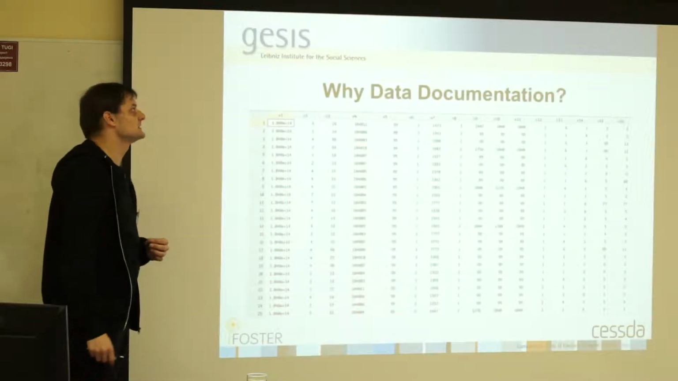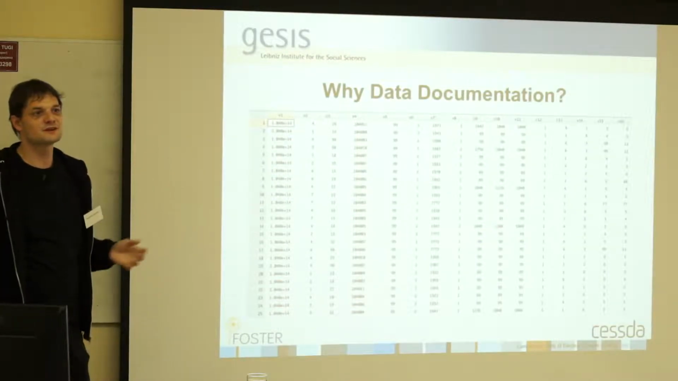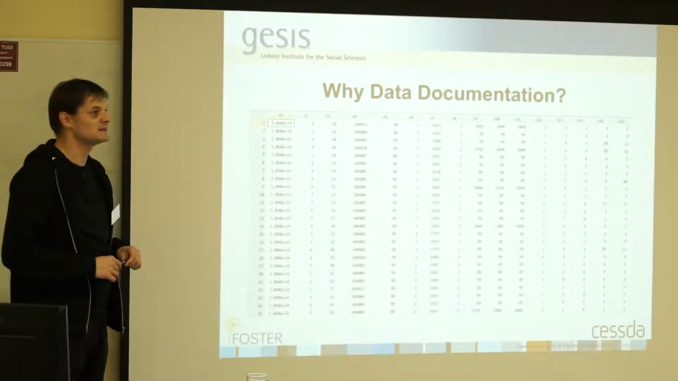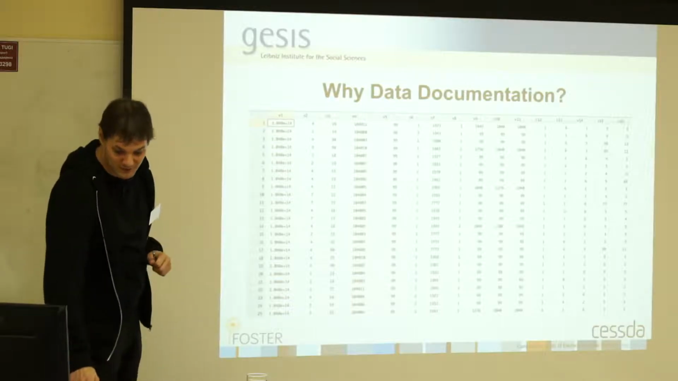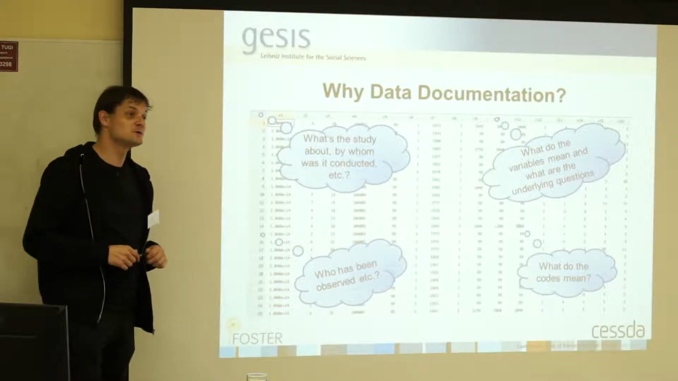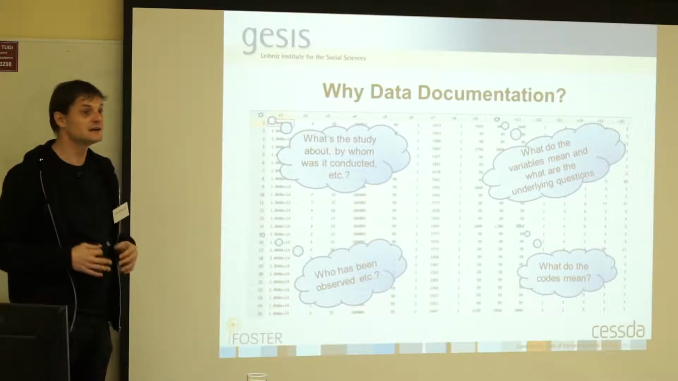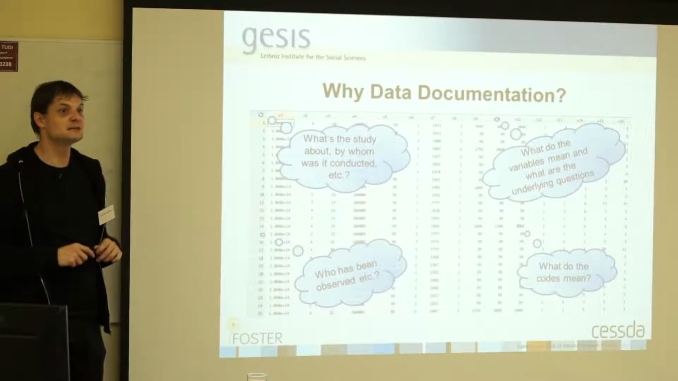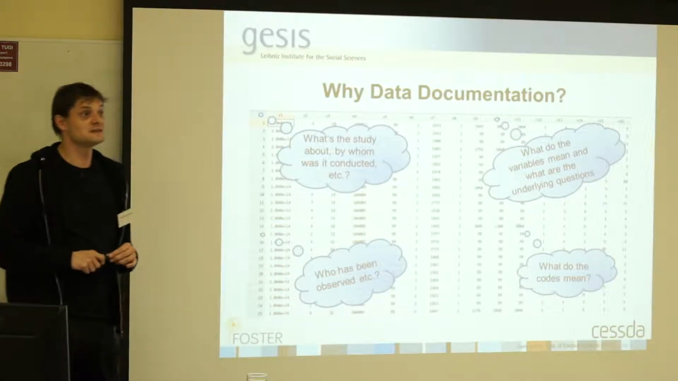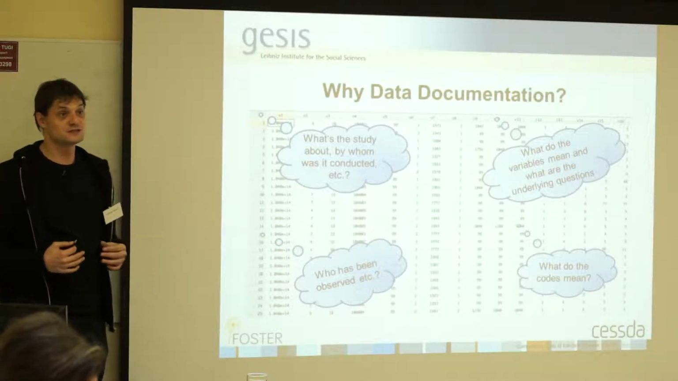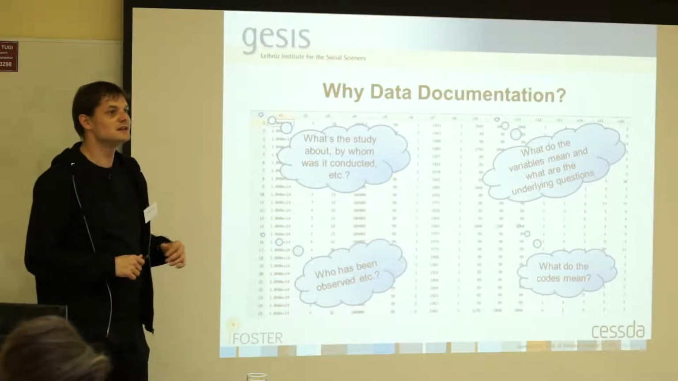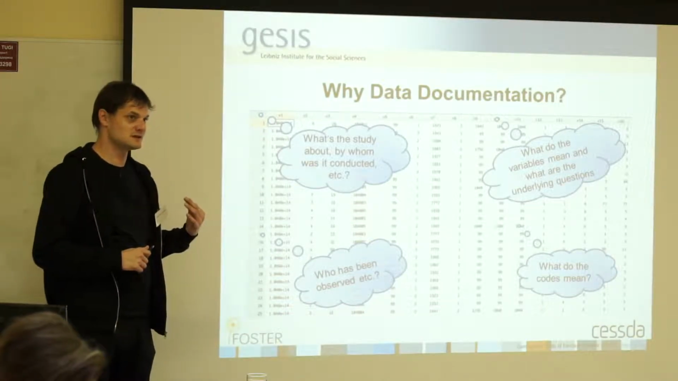Why do we need data documentation? Well, this is a simple matrix of any data set, and without having additional information, you won't have any idea what the data set is about. So what we need to know is what the study is about and by whom it was conducted, just simply to have an idea what the information contained by this data matrix is about. We have to know what the observations are. Are these individuals, cities, universities, states, or whatever? So on the left-hand side, we need information about the study itself and what the study contains.